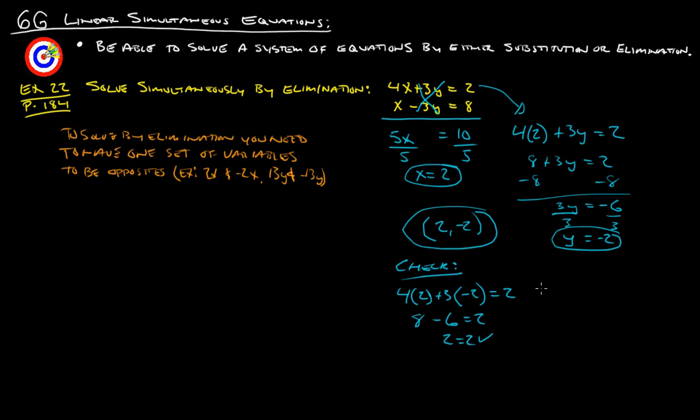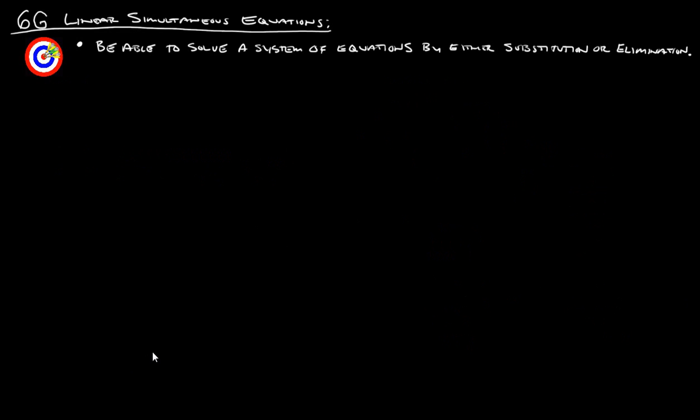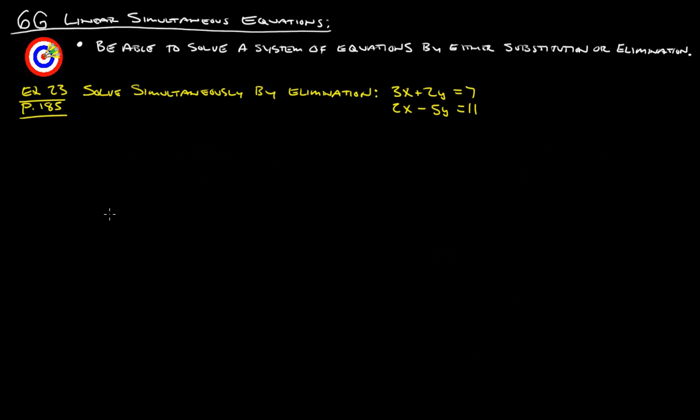So that one works. And then let's do the other one: x, which is 2, minus 3 times y, which is negative 2, equals 8. Negative 3 times negative 2 is positive 6. So we get 8 equals 8, and so that one works. So then we know we have the right answer. All right? Okay, let's look at one last example, and then off we go.